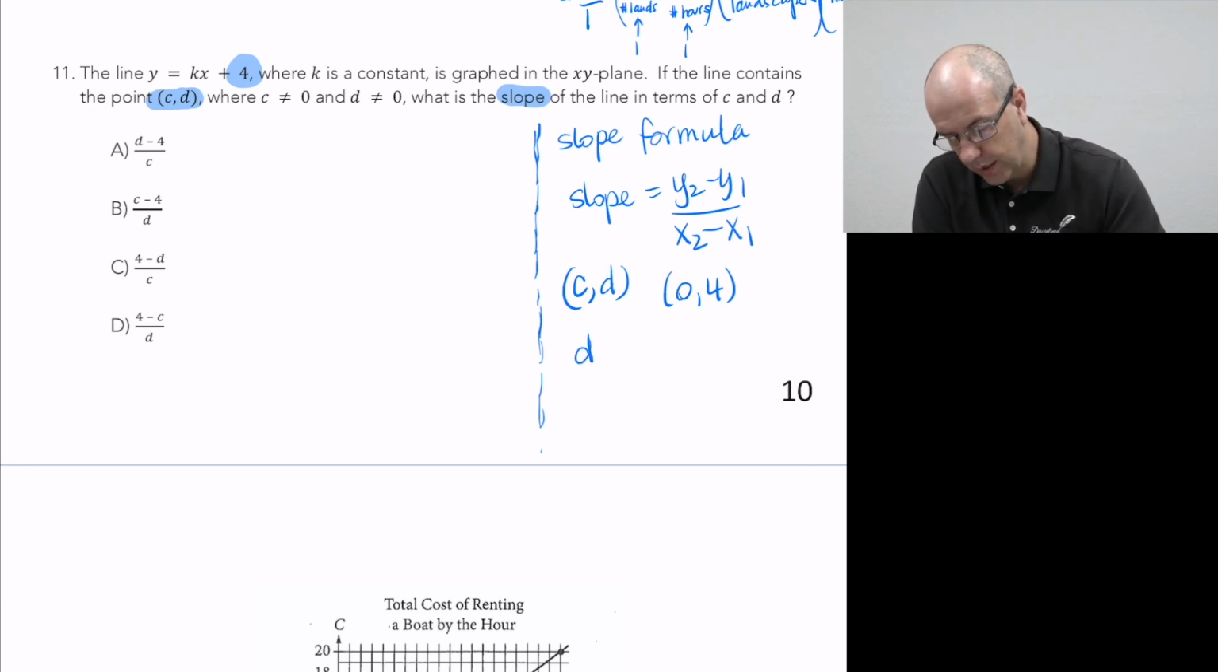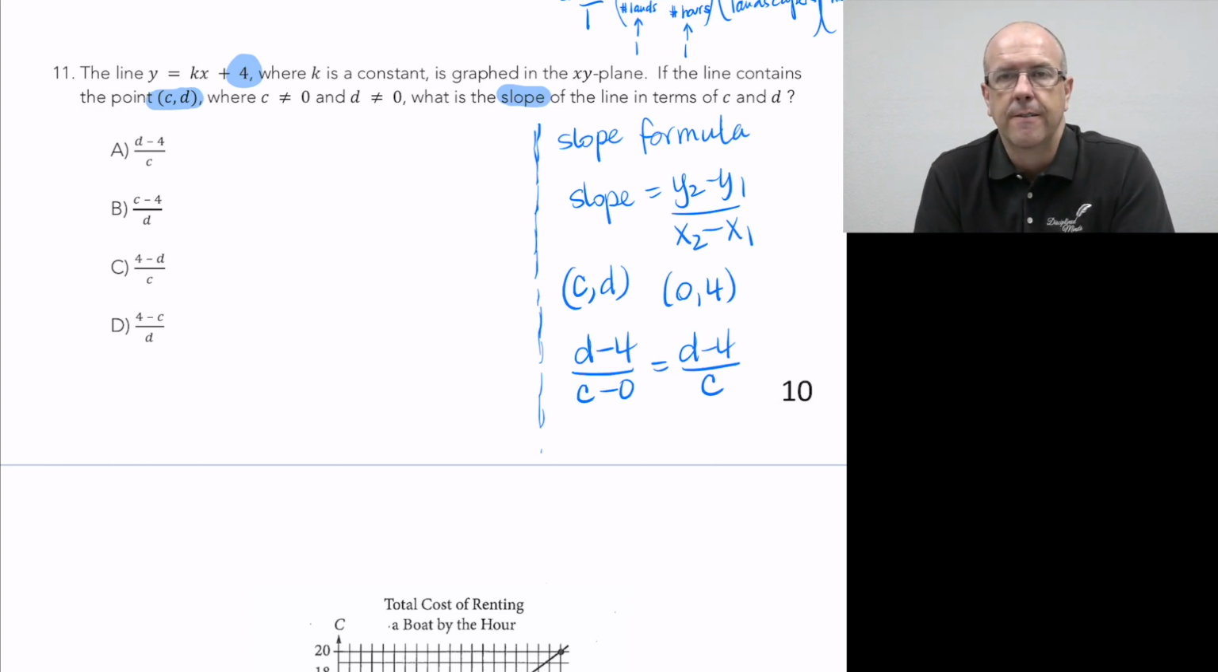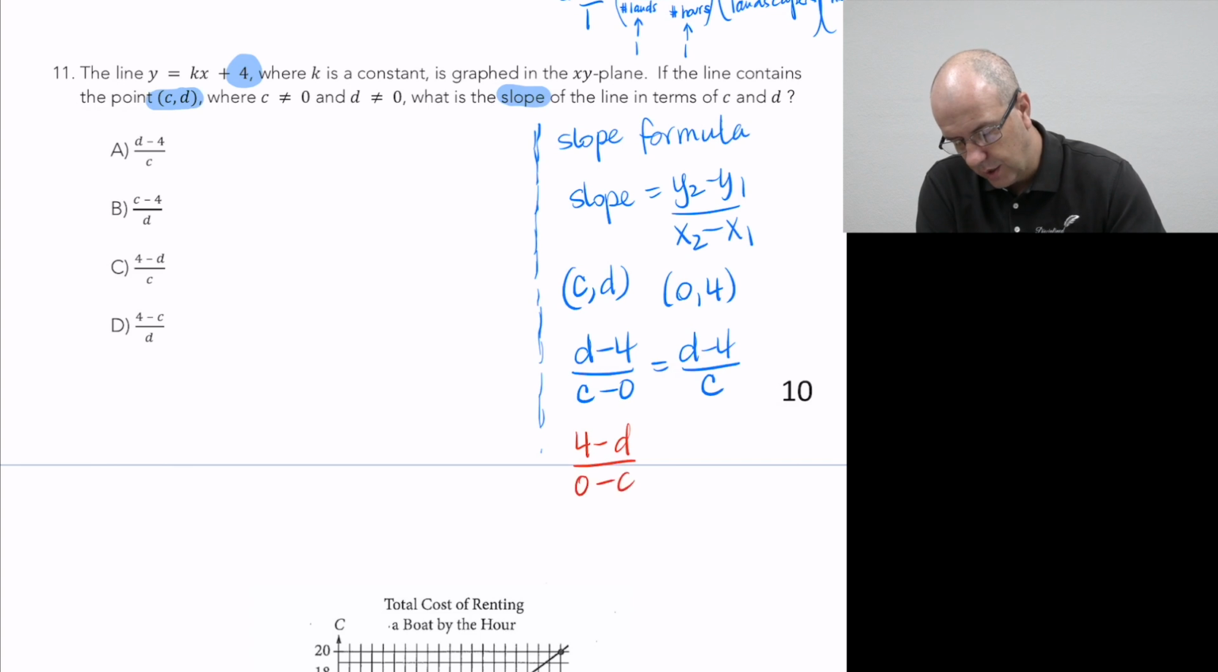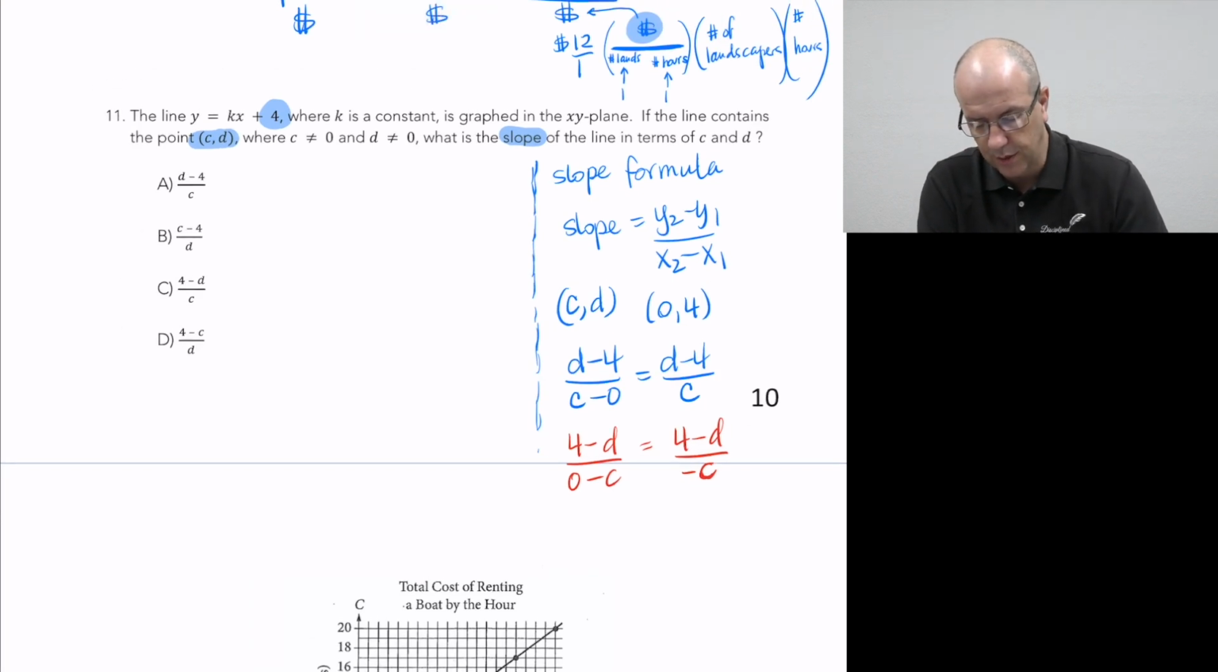And if I use this formula, I do d minus 4 over c minus 0 is d minus 4 over c. Now, I'm not a big fan of this particular method because it depends upon which way you do this. I chose to use the first point as x2, y2, but if I did this in reverse, I would get 4 minus d over 0 minus c, and I might be tempted, if I'm not paying close attention here, to choose a different answer. Okay, this can be a fast method, but it could also lead to problems.